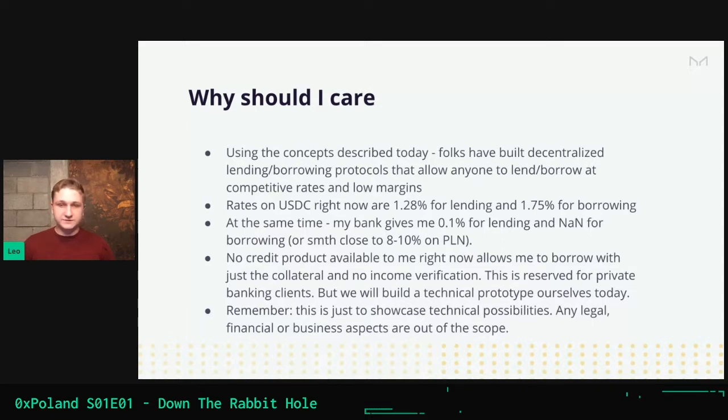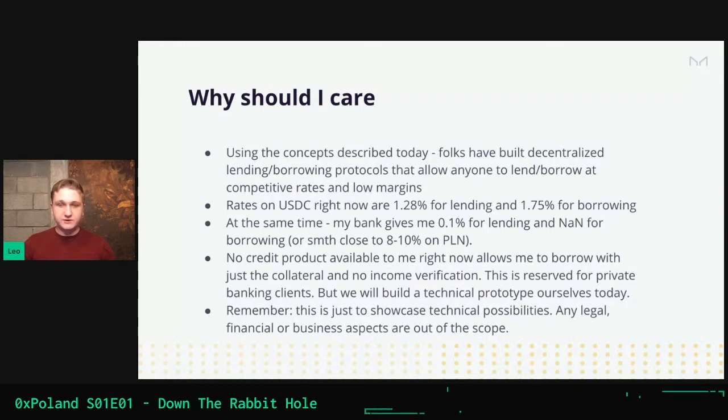The current rates on USDC, which is a token that represents the US dollar, are around 1.28% and 1.75%. We see that this is pretty close. There is some margin in the middle, because it's more expensive to borrow than to lend. But at the same time, banks give us a much worse margin. For example, in my bank, I get 0.1% on USD for lending and none for borrowing, because there are no credit products available for me right now that allow me to borrow USD, only Polish zlotys, which is close to 8 to 10%.